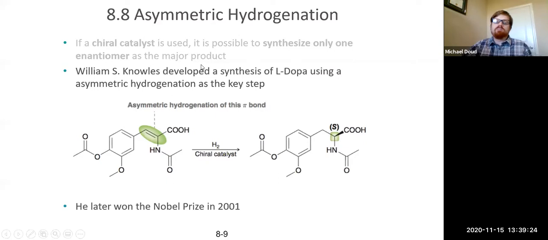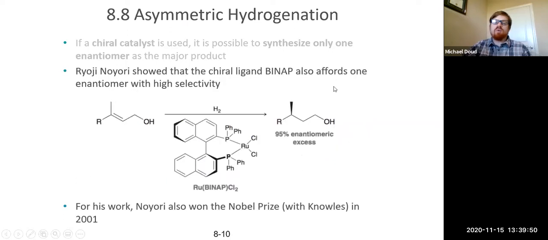So this synthesis of L-DOPA is kind of famous here for this exact reason. The chiral catalyst that we looked at on the previous slide, you use that chiral catalyst and you can make just the S version of this chiral center. And that S version is the one that's useful in terms of L-DOPA. So that's a really important innovation. So that's one way that you can do that.